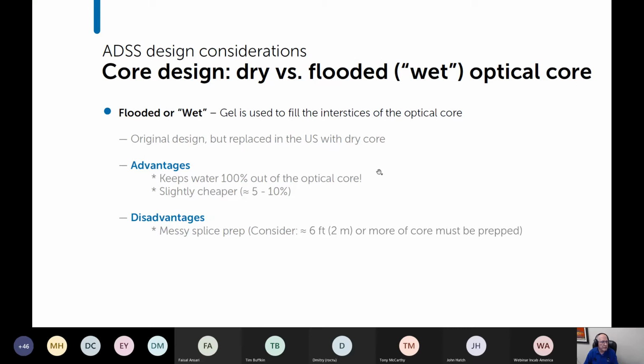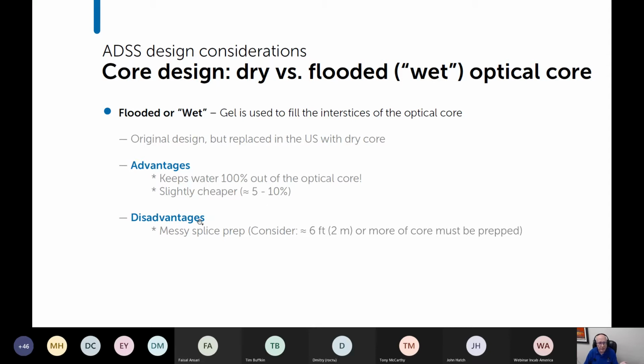The advantage, as I mentioned already, is that dry cores let water get inside, but wet cores keep water 100% out. You've got an immediate barrier. The water doesn't even get inside the core. And it turns out this design concept is slightly cheaper. It actually saves a little bit of money.